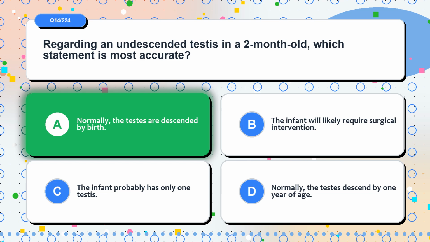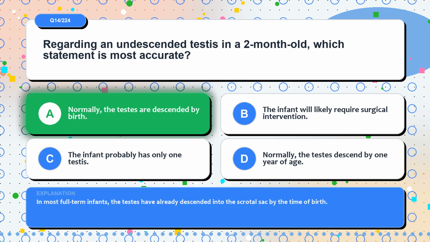The correct answer is option A. Normally the testes are descended by birth. In most full-term infants, the testes have already descended into the scrotal sac by the time of birth.